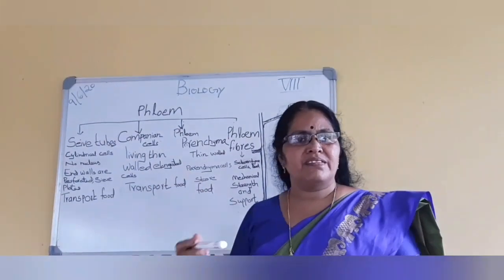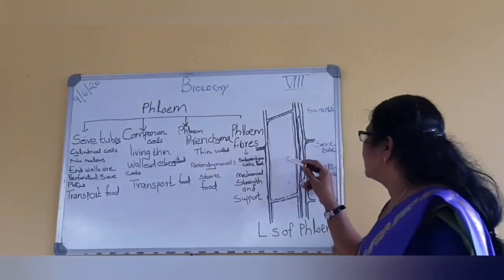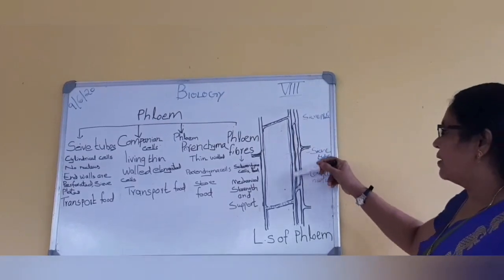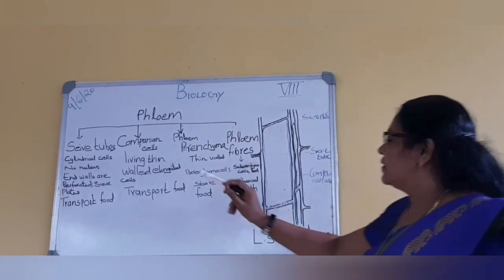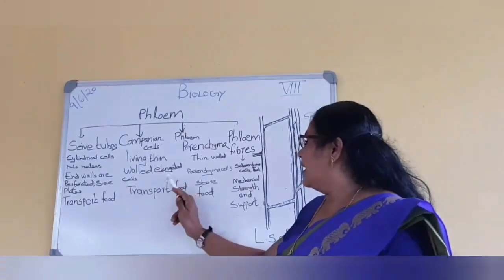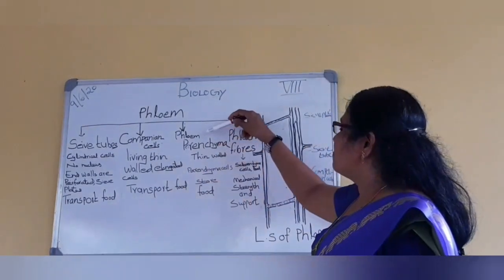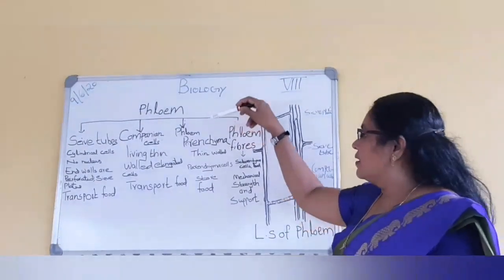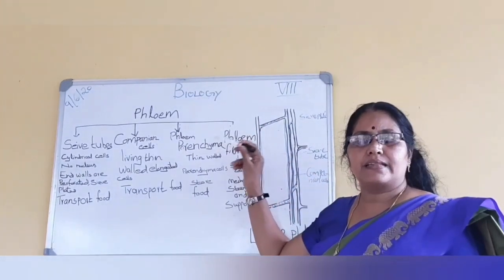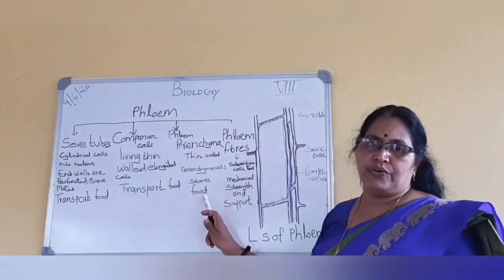From the name itself it is clear that they are the cells connected to the phloem. So near the phloem sieve plate you can see many cells connected to the phloem. They are the companion cells. They are also living, thin-walled, elongated cells, and they also help in the transport of food. Next is the phloem parenchyma. That means they are thin-walled cells like parenchyma cells. They are parenchyma cells only, and they help in the storage of food.